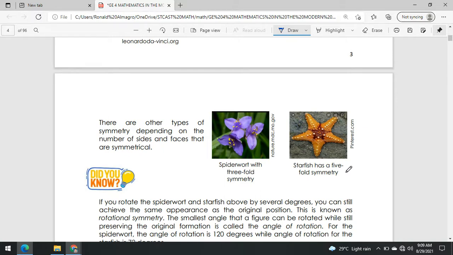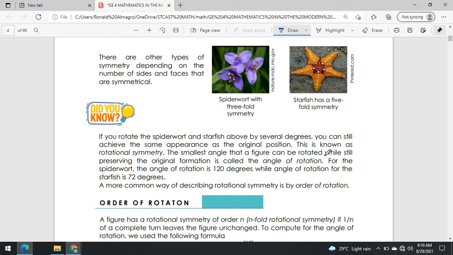Did you know that if you rotate the spider web and starfish above by several degrees, you can still achieve the same appearance as the original position? As you turn around and rotate, the appearance is the same as the original position. This is known as rotational symmetry. The smallest angle that a figure can be rotated while still preserving the original formation is called the angle of rotation. Please highlight that.